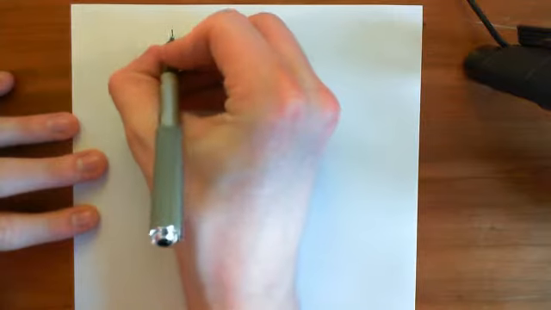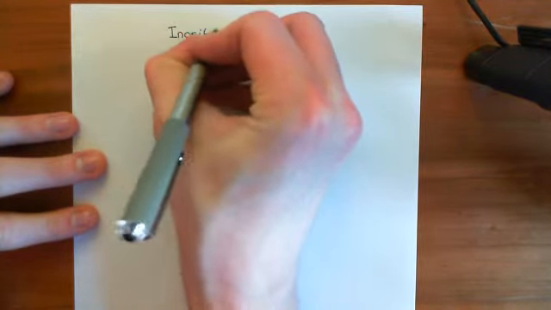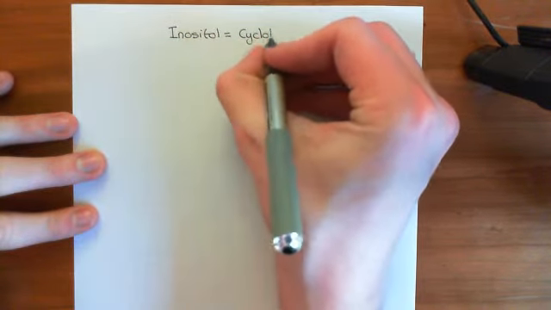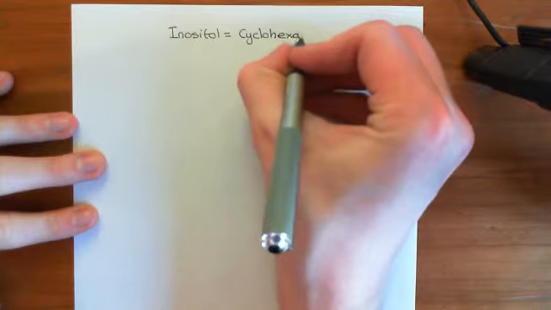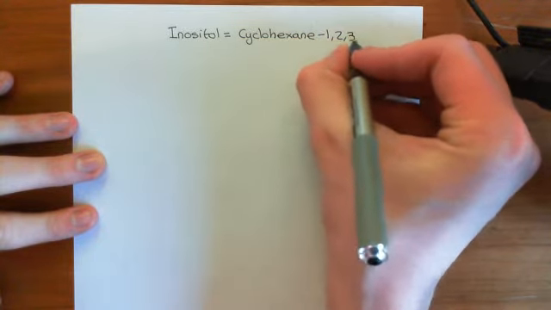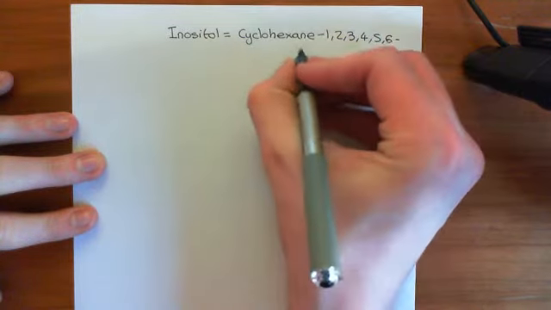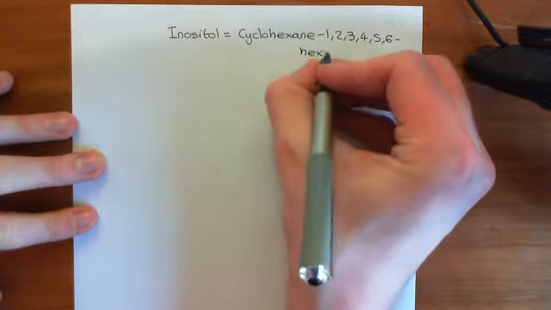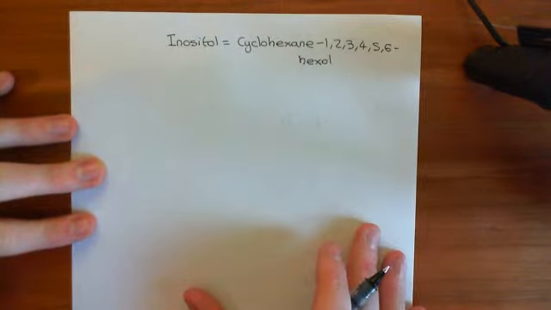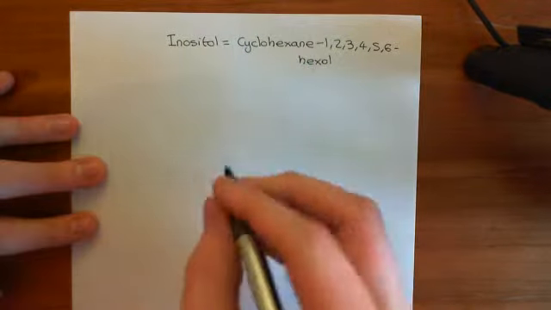So inositol then. Inositol is the old name for a molecule that would now be called cyclohexane 1,2,3,4,5,6 hexol. And although cyclohexane 1,2,3,4,5,6 hexol is certainly more of a mouthful than inositol, again, it's a more useful name because we can work out its structure from this.